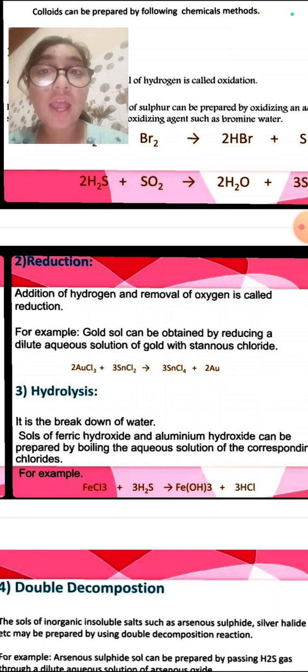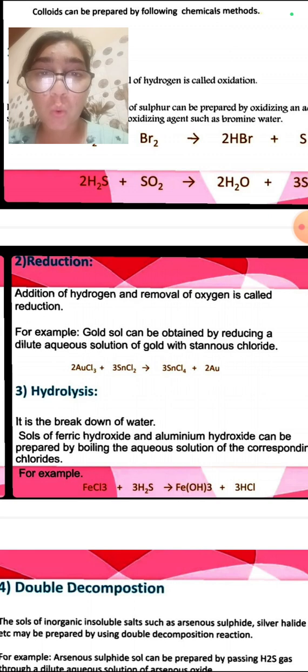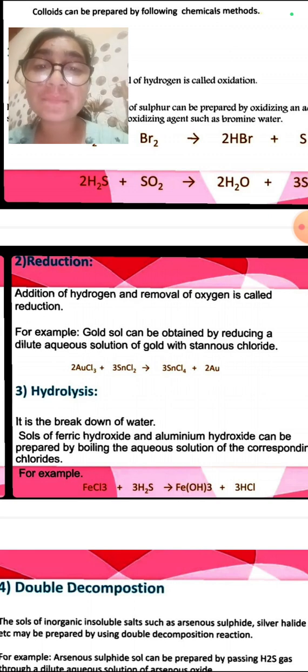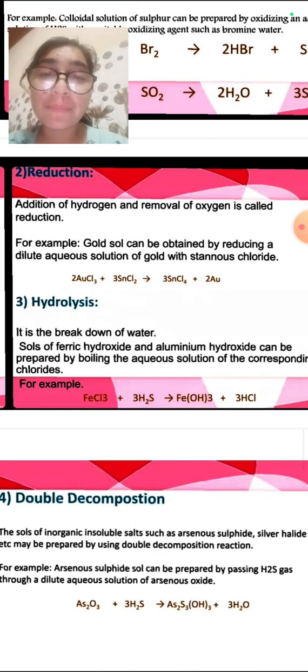Addition of hydrogen and removal of oxygen is called reduction. For example, gold sol can be obtained by reducing a dilute aqueous solution of gold chloride with stannous chloride. Hydrolysis. It is a breakdown by water.